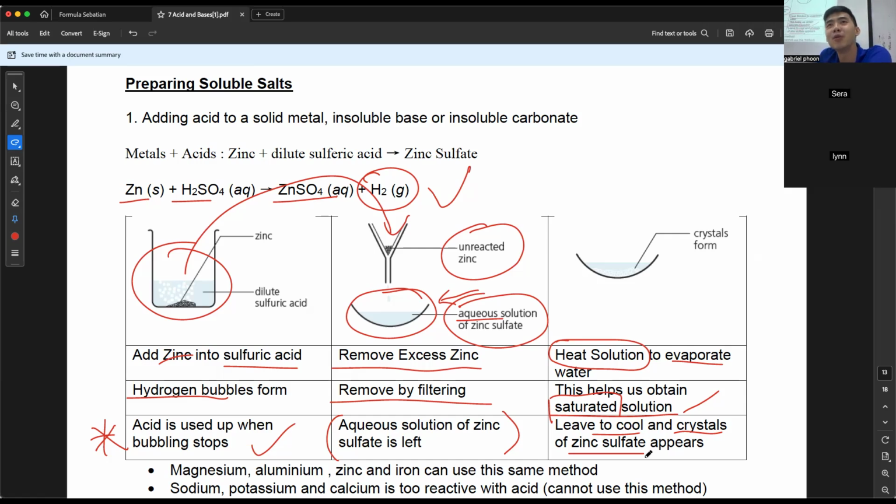Zinc from zinc sulfate, I'm sure you can, but it will be a totally different process, which I don't remember. Electrolysis, yeah. I think you can, but I don't remember how. Anyways, it's not in your syllabus, they won't ask.